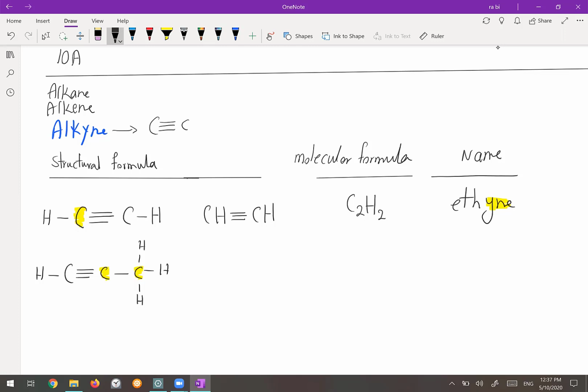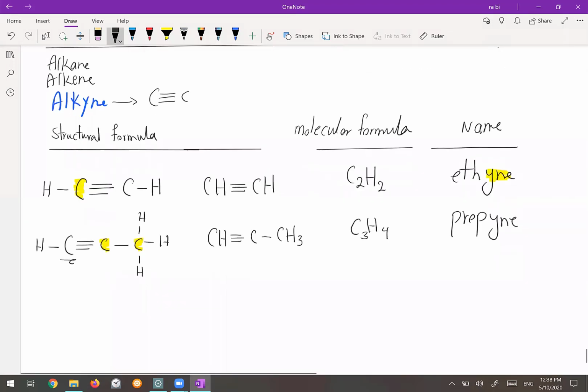Its condensed structure: the first carbon has one hydrogen, then it has a triple bond with the carbon, but this second carbon doesn't have any hydrogen. It has a single bond with the carbon which has three hydrogens, CH3. The formula for this compound is C3H. Okay, so you can count the hydrogens here. There are four hydrogens, so it's C3H4. And the name of the alkane with three carbons is propane. So here it becomes propyne, Y-N-E at the end, propyne.